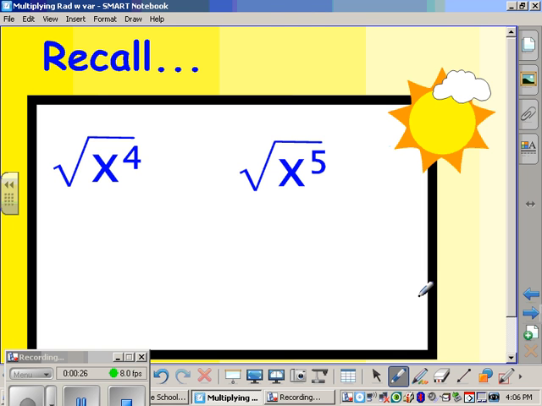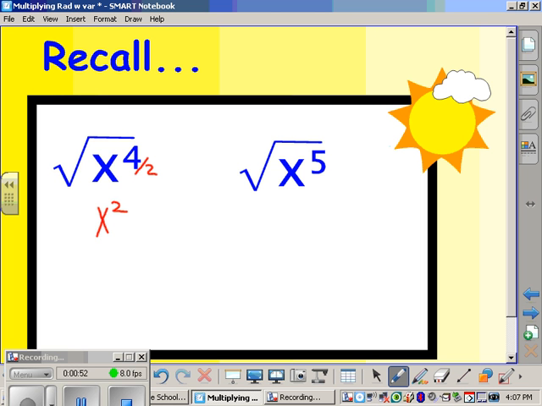Now recall that taking the square root of a variable simply means dividing its exponent in half. So the square root of x to the fourth is simply x squared. X to the fourth, or any variable with an even numbered exponent, is considered a perfect square because even numbers can simply be divided by 2.